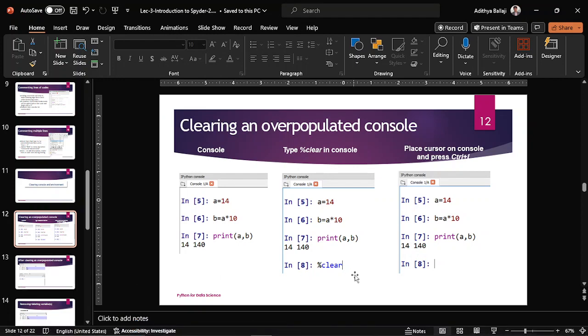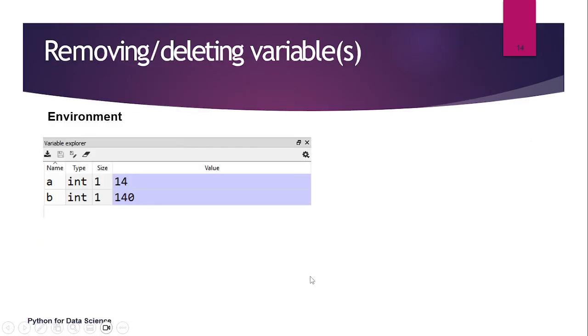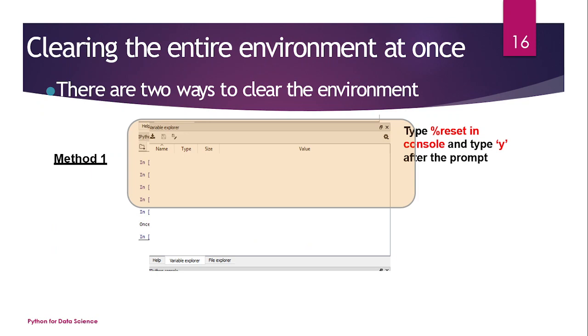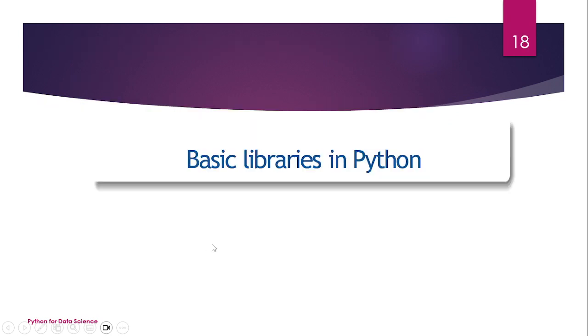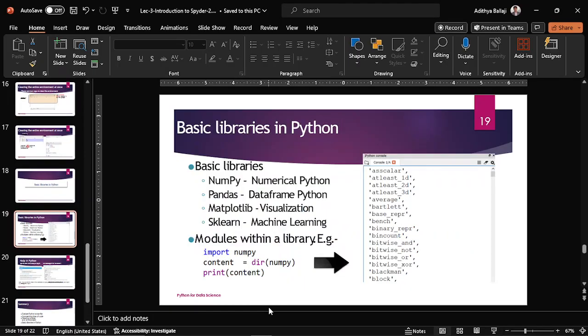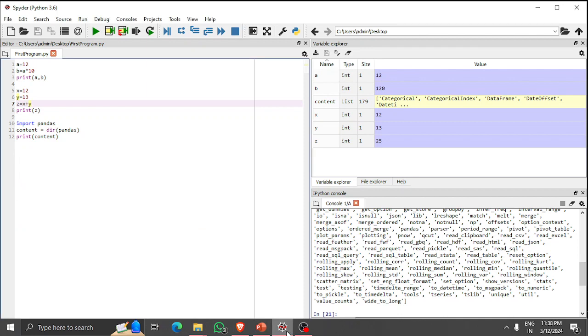So this is regarding the instructions for clearing the console window. And then you can see here how I can remove a particular variable, and then how I can remove all the variables together, by selecting this particular eraser. Okay, and how to check the basic libraries in Python, that also I will show. This is the last topic in the basic introduction to the Spyder window.